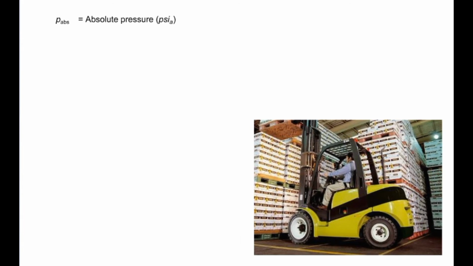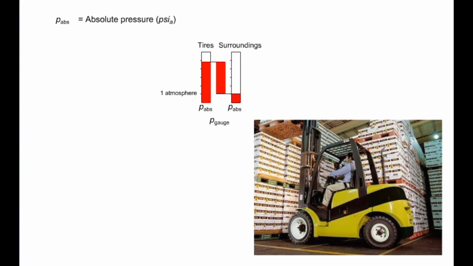If we measure the pressure against zero pressure in an empty room, then we are talking about the absolute pressure, in short, P absolute. If the tires of the forklift truck are not pumped up, then the pressure inside the tires would be the same absolute pressure as in their surroundings, i.e., 14.5 psi. If we pump up the tires, the absolute pressure in them increases.